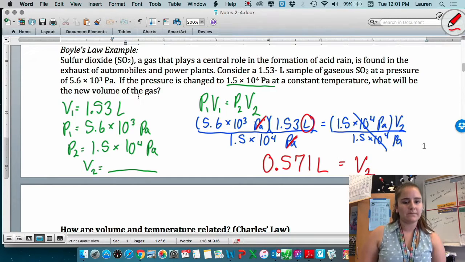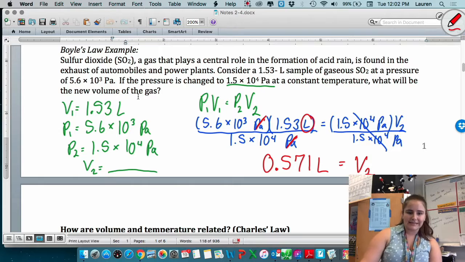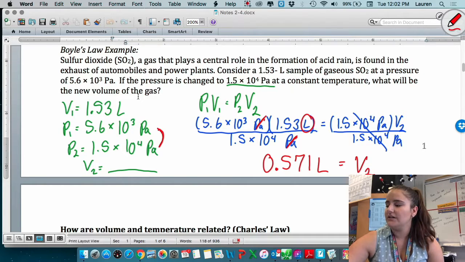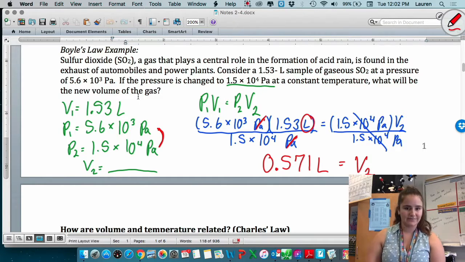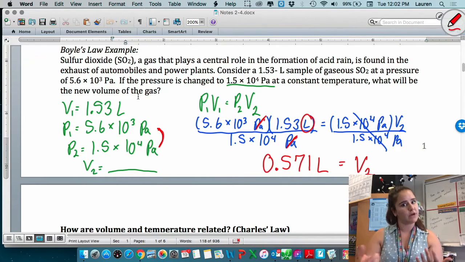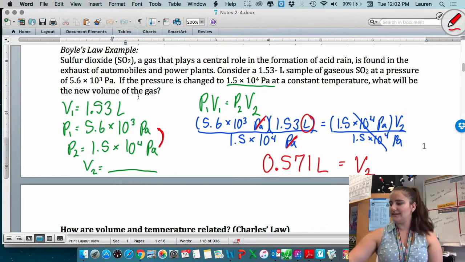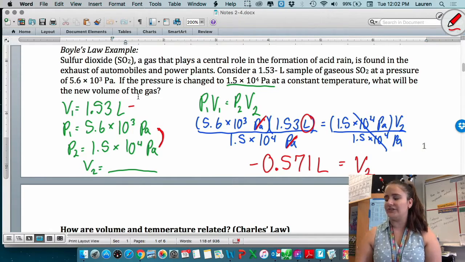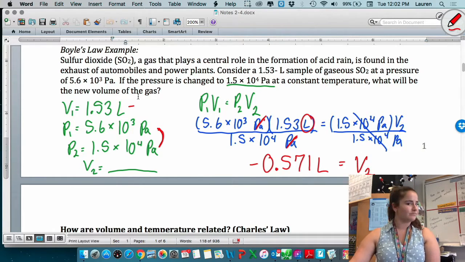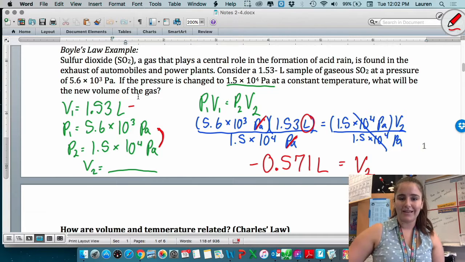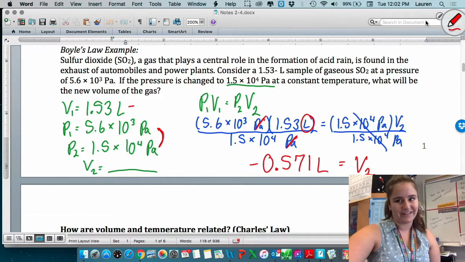And then we want to check to make sure that makes sense. The pressure is increasing, okay? Increasing from 10 to the third to 10 to the fourth, so by almost a whole order of magnitude. So we expect the volume to decrease. That's what's making the molecules run into the walls more. And indeed, the volume decreased. Okay, cool? Let's look at another relationship.